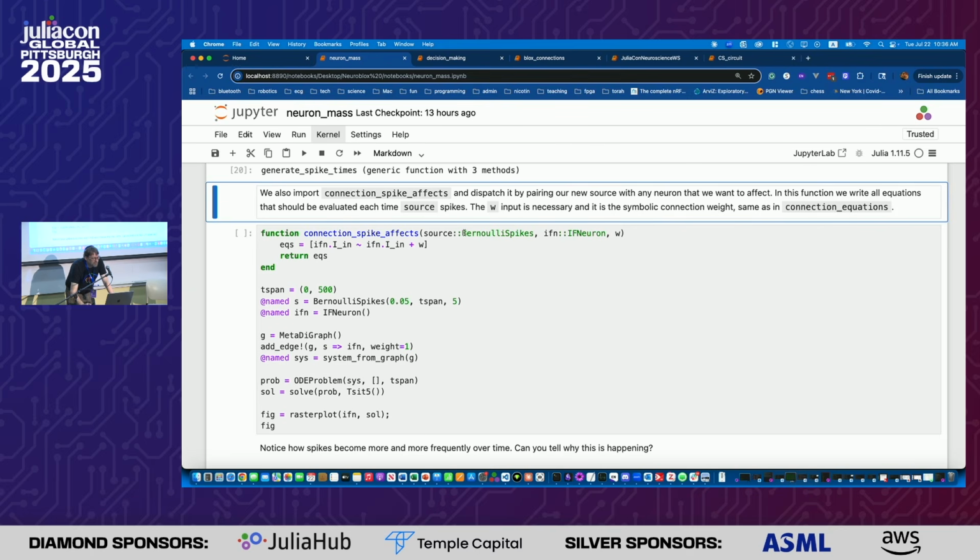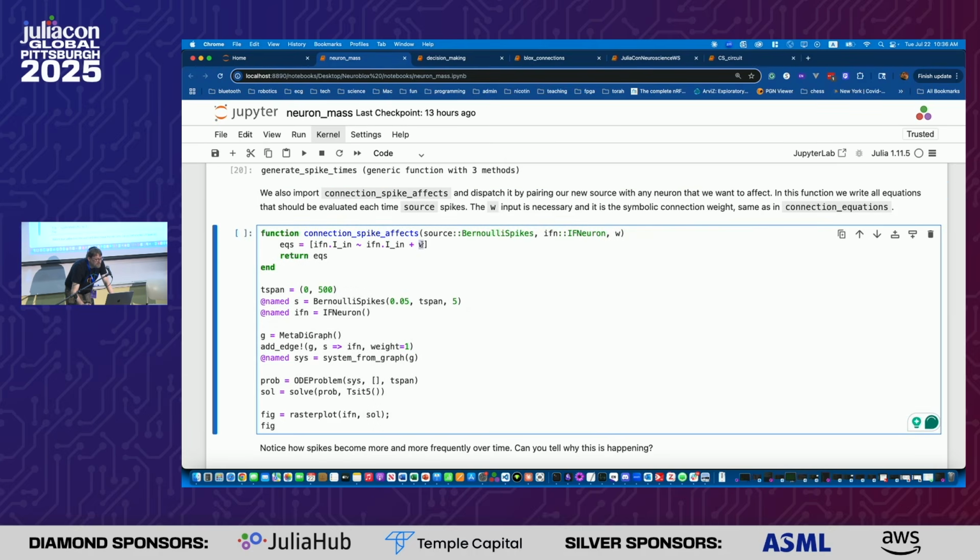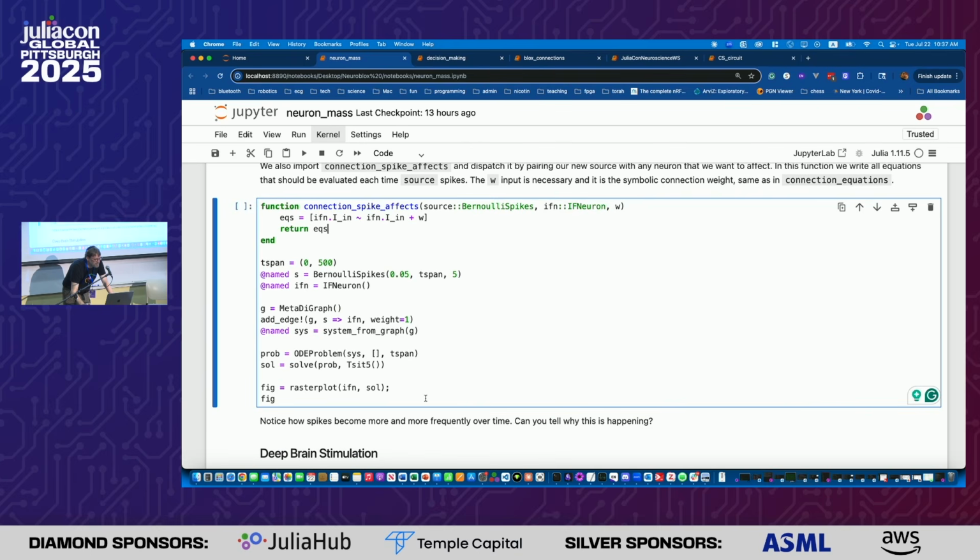So for example, if you connect Bernoulli spikes to an IF neuron, how does the Bernoulli spikes affect the IF neuron? And you essentially write the equation again very simply. You essentially just add the weight. So every time it fires, it adds essentially a weight, an extra current input.